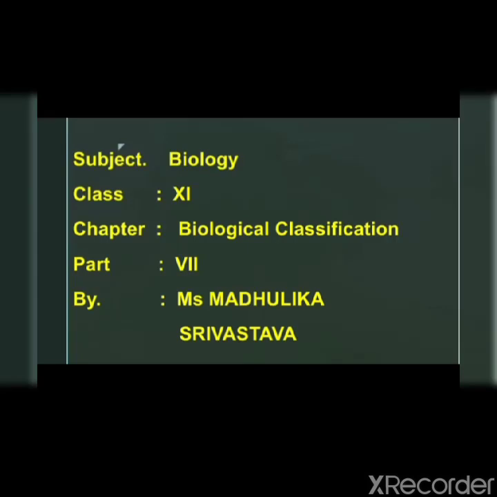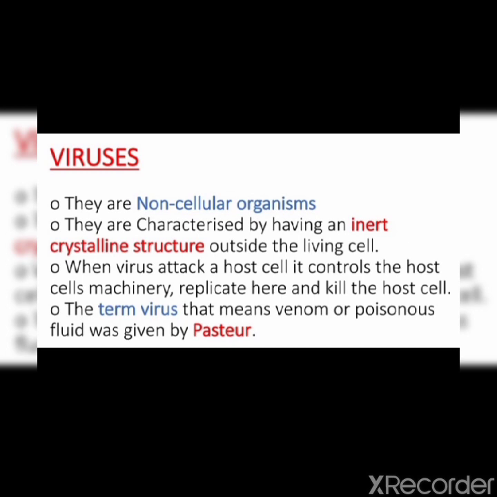Hello students, in this video first I will start with viruses. R.H. Whittaker did not mention some acellular organisms like viruses and viroids in his five kingdom classification. So it was a drawback of his classification, but we have to study all these. So let's start one by one. First we will start with viruses.